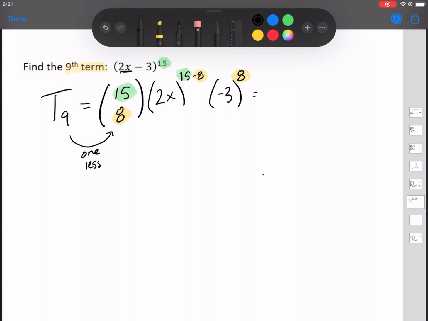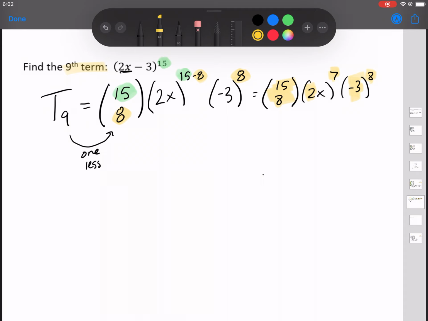So I would go ahead and just type this into a calculator. So we have 15 choose 8. 15 minus 8, actually I'll write this out. 15 choose 8, and then 2x raised to the 7th power, and negative 3 raised to the 8th power. So what I'm going to be typing in is 15 choose 8, 2 to the 7th, and negative 3 to the 8th. So everything I highlighted in yellow right there. And I am going to do that in my calculator. Hopefully you do it in yours as well. 2 to the 7th, and then negative 3 to the 8th.